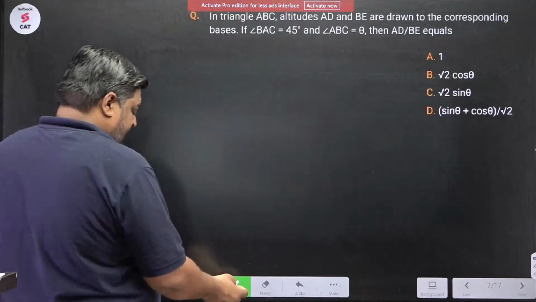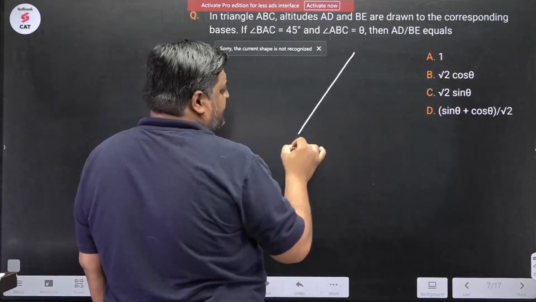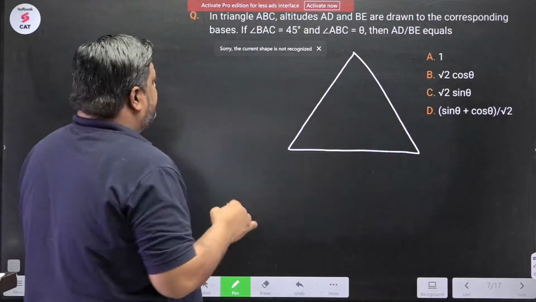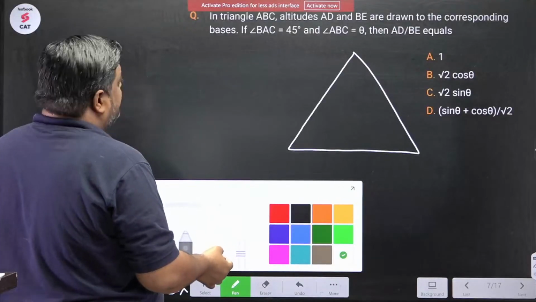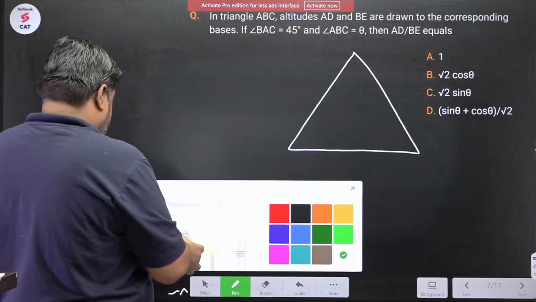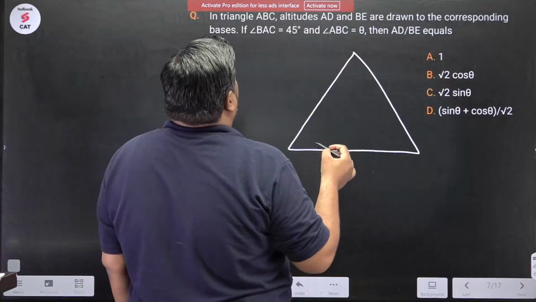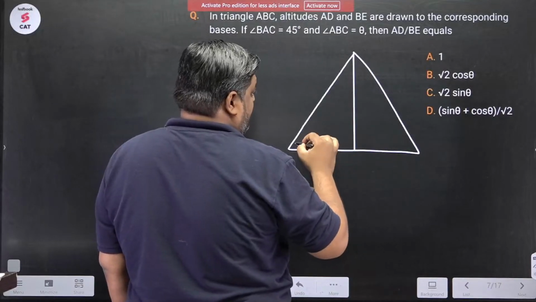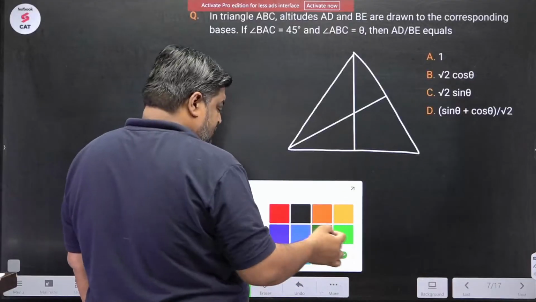Okay, this is a triangle ABC. Let me draw the triangle. AD and BE are altitudes to the corresponding bases. This is AD and let this be BE. These are altitudes to the corresponding bases.